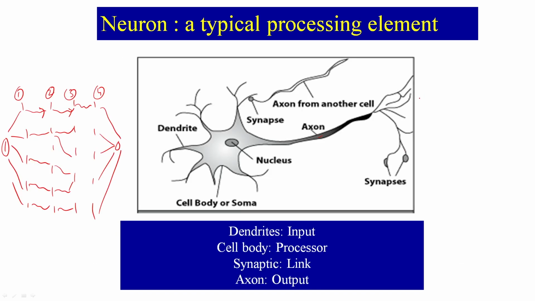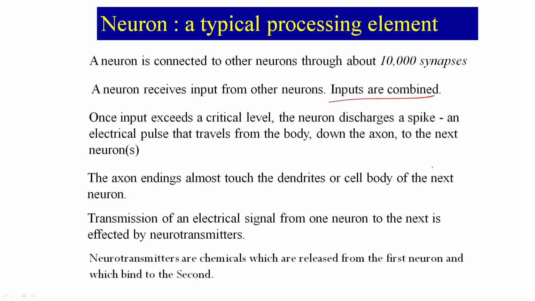You also have dendrites here, connected to the synapses, and then this is the cell body with a nucleus, and then you have an axon again. So, these synapses are giving the information to the dendrites of the next cell. Okay, that is what is called parallel processing. Neurotransmitters are chemicals which can be released from the first neuron and bind to the second neuron. That is how typical processing elements work.